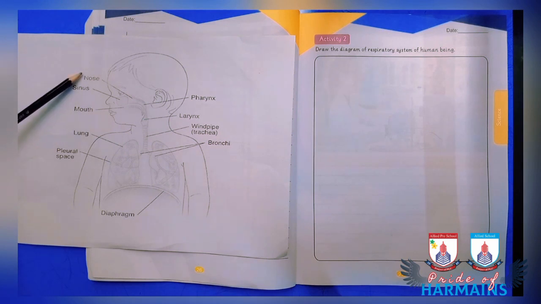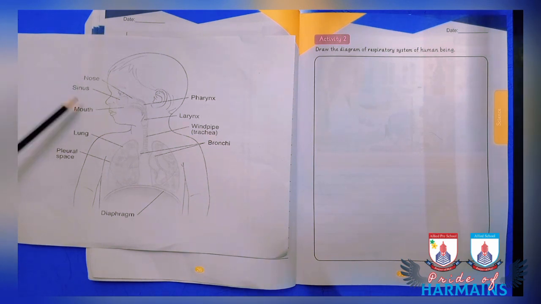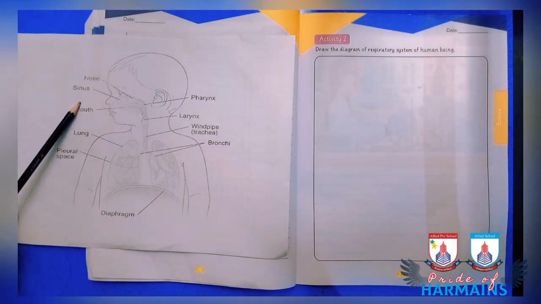So the first part of the respiratory system is the nose. Nose is basically the opening which allows air to enter your body from outside. Nose and mouth, these two are the openings that pull air from the outside into your body. Then there is the second part, that is the sinus. Sinus usually regulates your body temperature and the humidity inside.